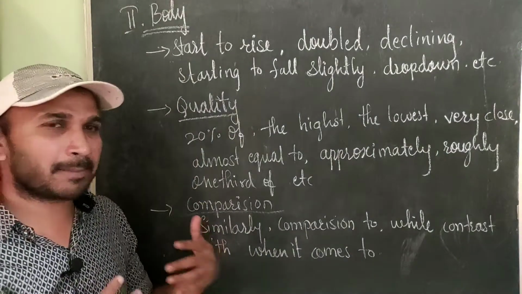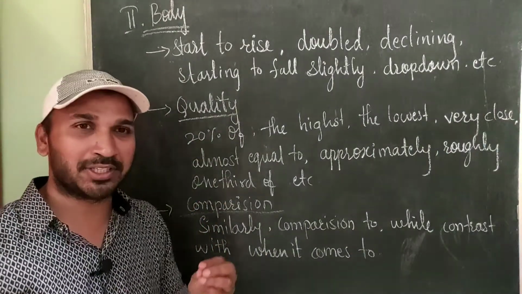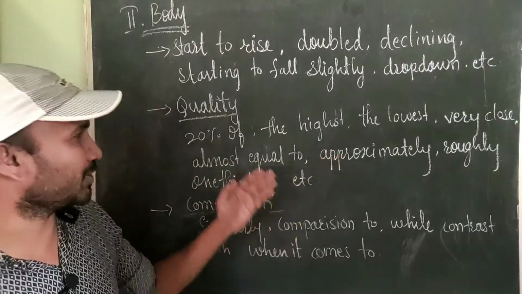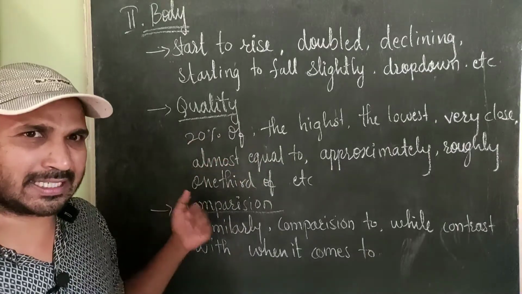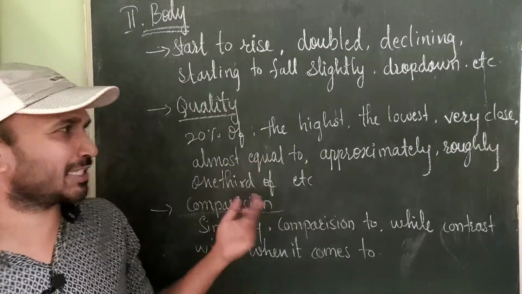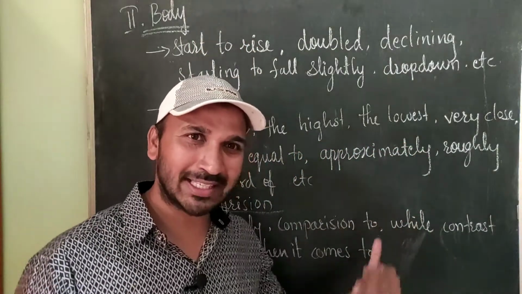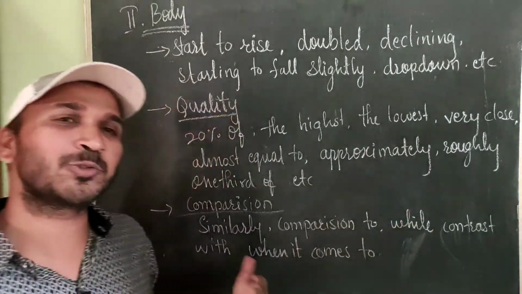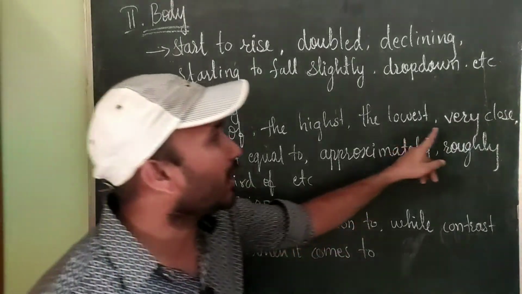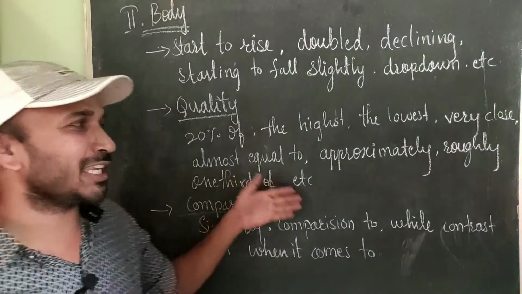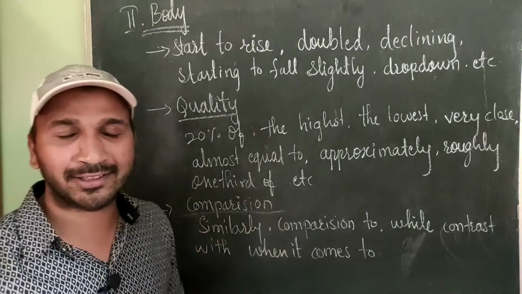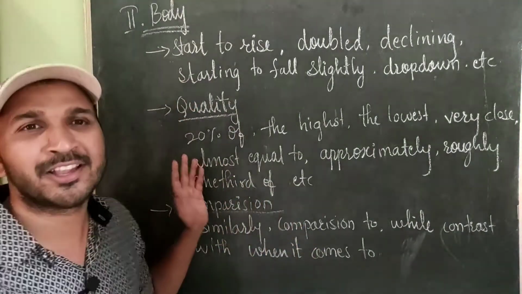If we want to compare the quantity of a thing or some data, how can we do that? We can use 20%, 30%, 40%, 60%. The highest we can say, like the highest percentage of pass students. We can also say the lowest. By using these vocabularies we have to write the quantity of the given data. Very close to, almost equal to, approximately, roughly, one third of, etc. This type of words we can use while comparing the quantity.